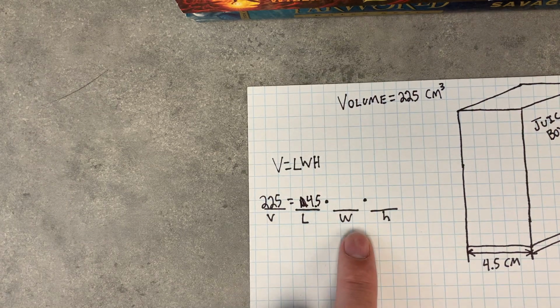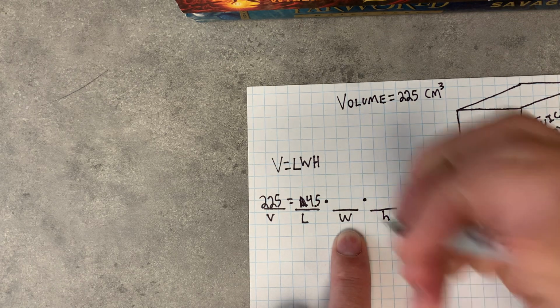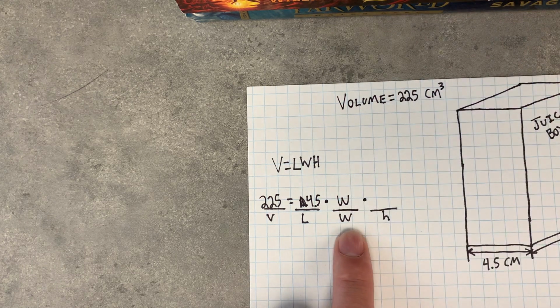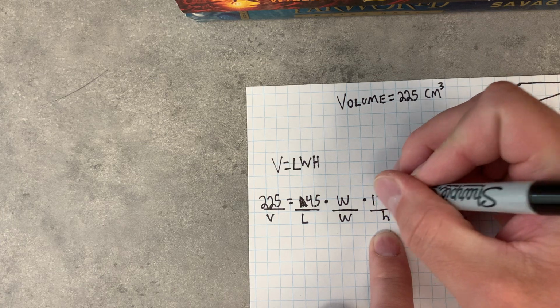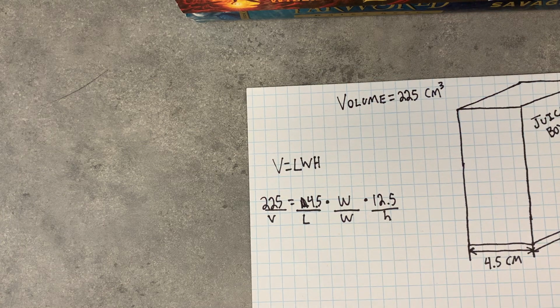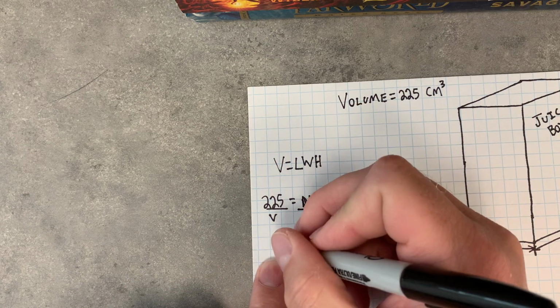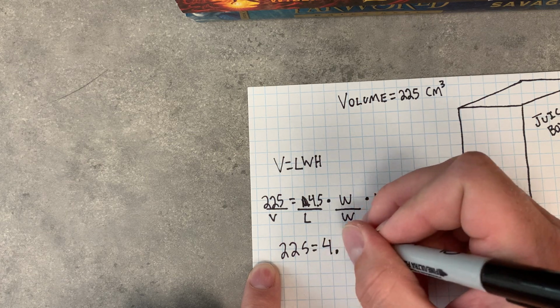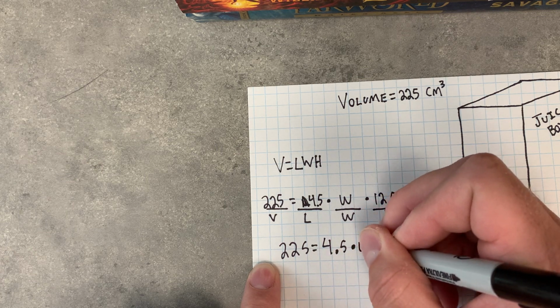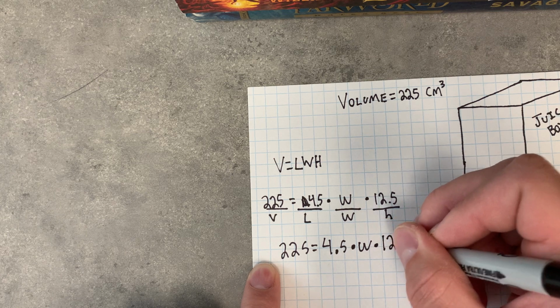Now let's move on. Do I know the width of this prism? That's what I don't know, right? It asked me, what is the width of the box? We don't know that yet, so we're going to keep our W right there. And then the last one, do I know the height? Was I given the height? In this case, I was, and it said the height was 12.5 centimeters high. Okay, so if I rewrite this equation with this new information, it would be 225 equals 4.5 times the width times 12.5.